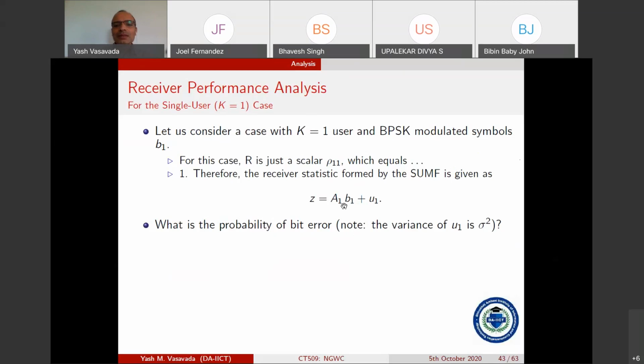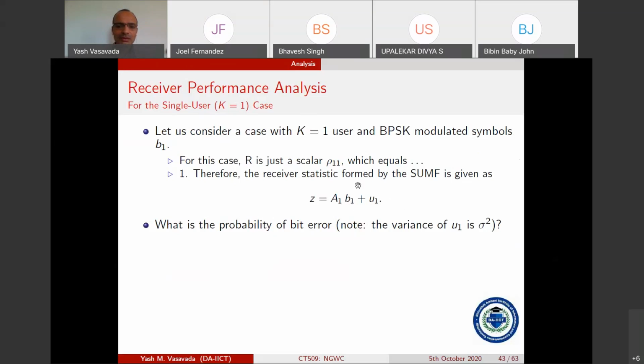What I want you to do is think of, first of all, what will be the decision boundary? When will I decide, after receiving Z, that B1 is 1 versus B1 is minus 1 or 0?